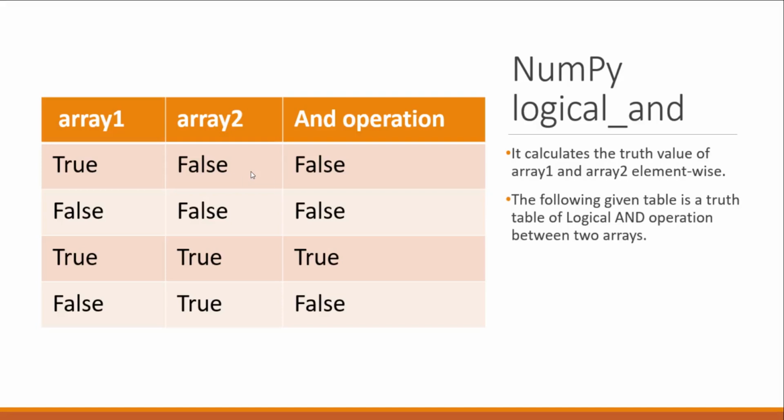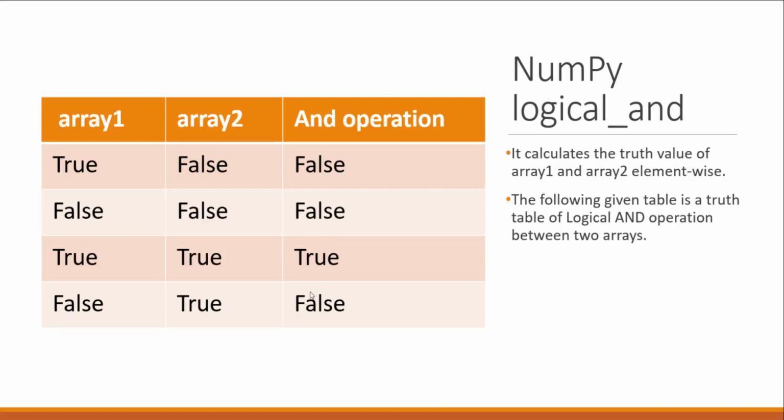Now we will discuss the truth table of logical AND operations between two arrays. As you can see from the table, the condition array 1 and array 2 only returns true if both conditions evaluate to true. Next, if the array 1 value is true and the second input array value is false, then it will return a false value. If the value of input array 1 is false and the input array 2 value is also false, then it will return a false value.